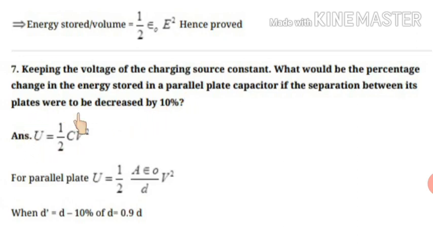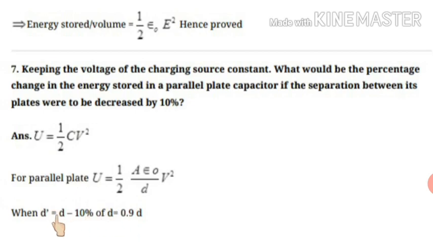Now we know this thing. What is the energy of the capacitor? It is half CV square. For a parallel plate capacitor we know the expression for C. It is epsilon naught A upon D. So simply in place of C we have written epsilon naught A upon D. This is clear. Now, what is written in the question? If the separation between the plates is reduced by 10%. So initially, suppose D was the distance between the plates. Reduced by 10% means minus 10% of D, and if we solve it, finally we will have 0.9D. So I think this is clear.